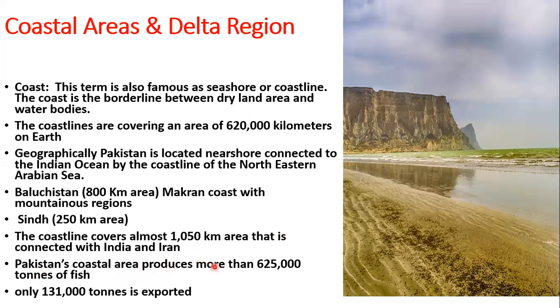Pakistan's coastal areas produce more than 6,25,000 tons of fish. Means these coastal areas are not just wilderness and open area, but rather they have plenty of seafood. Clear? And according to careful estimate, 6,25,000 tons of fish is produced from these areas, whereas only 1,31,000 tons is exported. So we need to work on this, so that these exports can be promoted for more economic prosperity of the region, people, and the overall country.